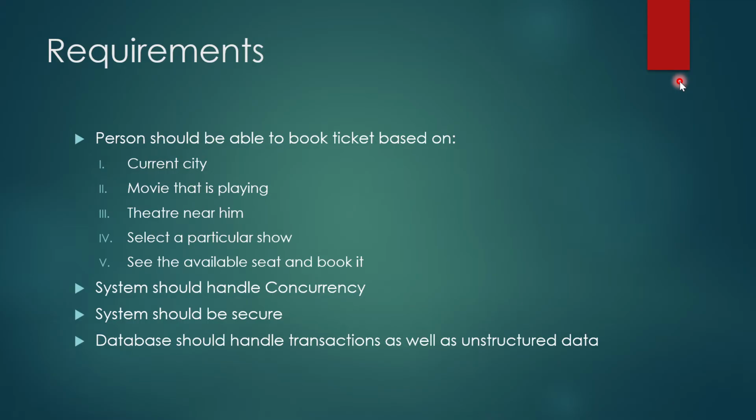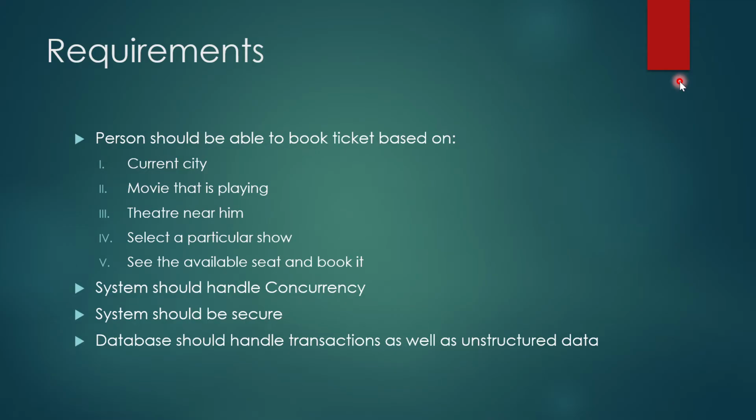And then once he has decided about the movie, he should be able to select the seat and book it. And we need to handle the concurrency for this system, because for newly released shows or the hot shows, multiple users will be trying to book a seat, so one seat should be allocated only to one user. So concurrency is a very important factor in this system design. The second important factor is security, because we will be dealing with payments and money, so the system should be highly secure. And database, of course.